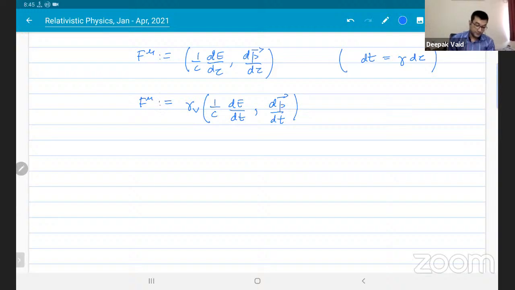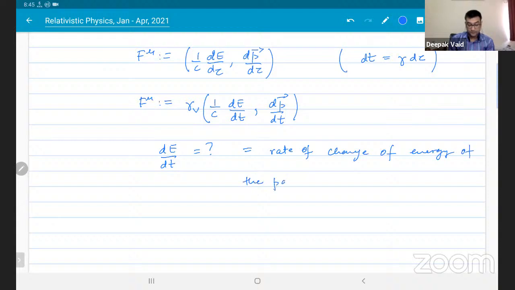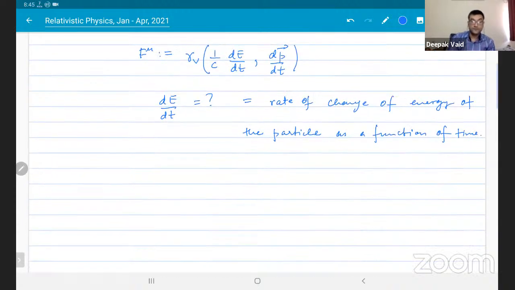Now in this expression, you have two quantities. One is dE by dt, one is dP by dt. Now, what is the interpretation of dE by dt? Right? It's a rate of change of energy of the particle as a function of time. Right? Now, what is the meaning of the rate of change of energy of anything?